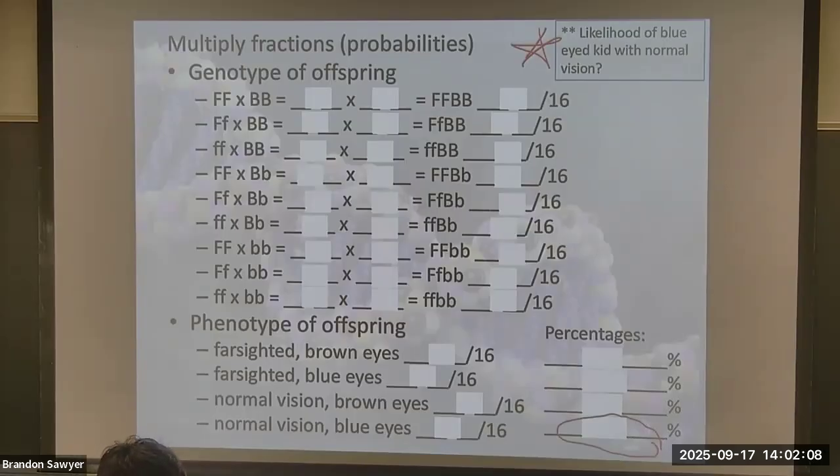So the one you're sending in is the one in the very bottom right here, right? The normal vision and blue eyes. Both of the recessive traits. It's a bummer that normal vision is recessive, huh?